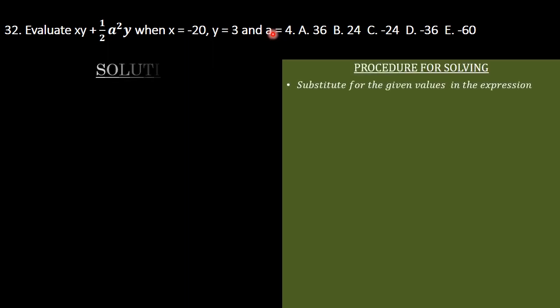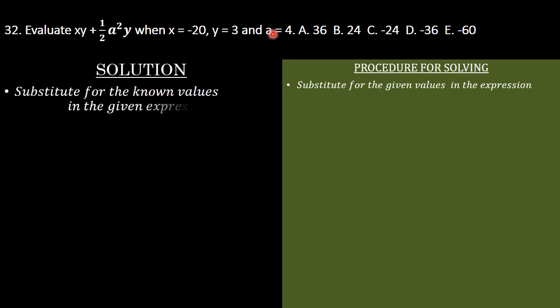Let's check the solution. You have to substitute for the known values in the given expression. They have given us the value for x, the value for y, and the value for a. Here we are going to substitute. You now have minus 20 multiplied by 3, that is x multiplied by y, plus 1 over 2 multiplied by 4 squared, that is a squared, multiplied by 3, 3 represents y.